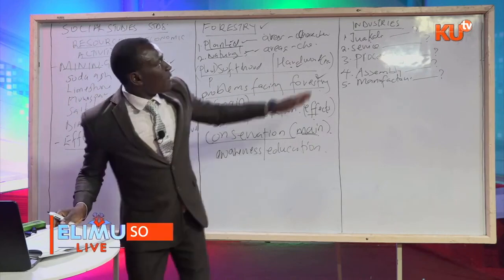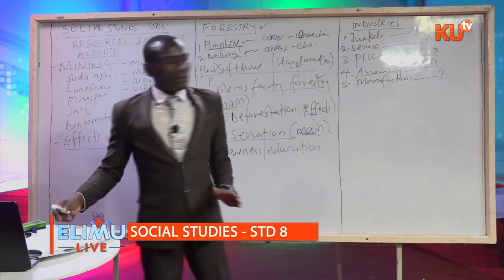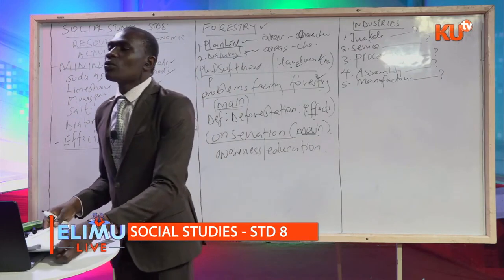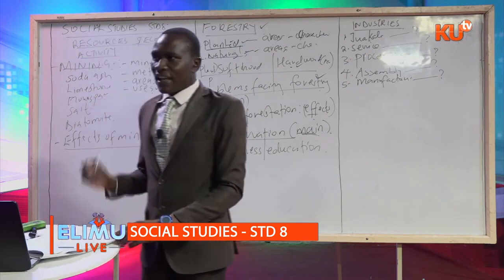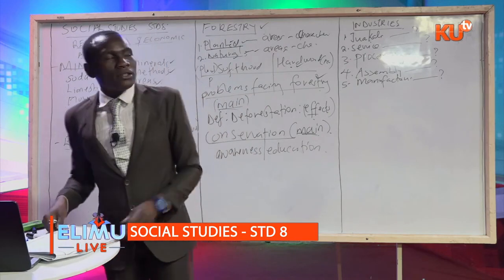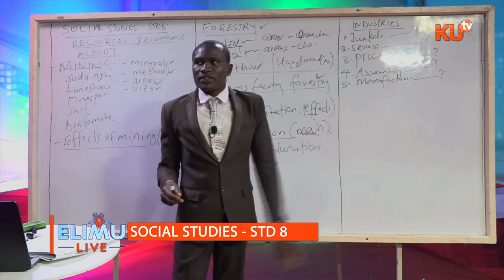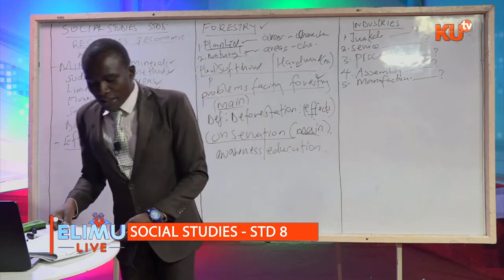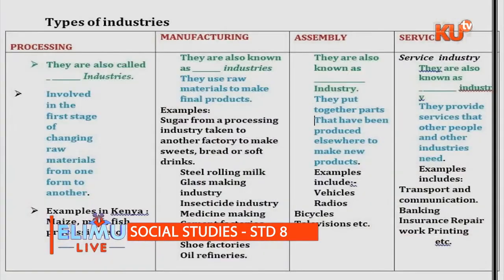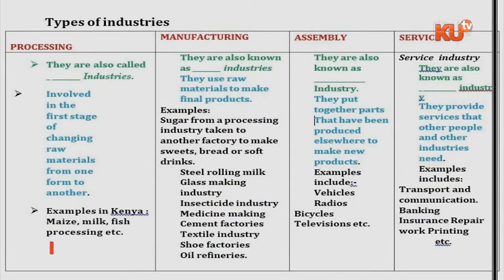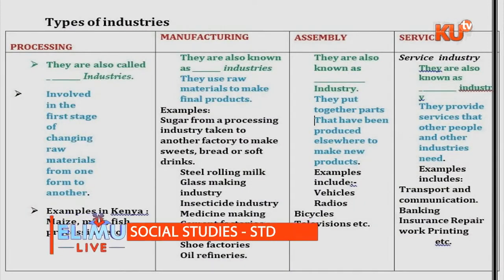Now let us look at examples of these industries. Because in an exam, you can be asked which one of the following is not an example of an industry, for example, processing industry. Let us look at processing industry. Processing industries involve the first stage of changing raw materials from one form to another. And mainly processing industries are categorized into food and non-food processing industries.